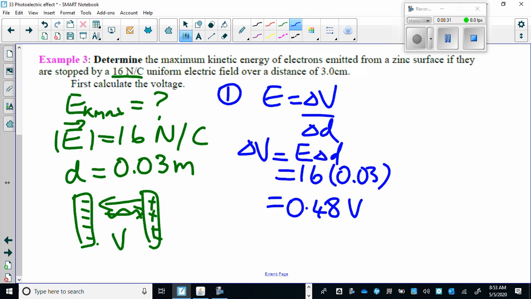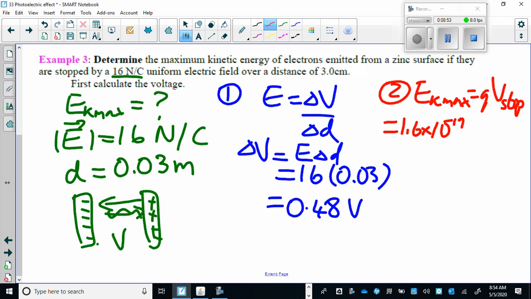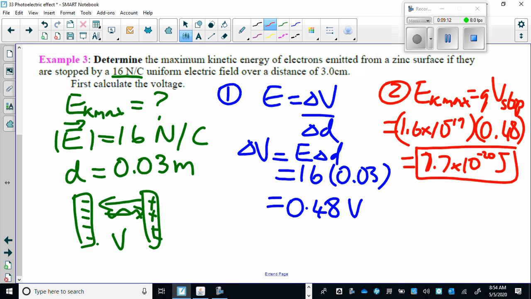And then in step 2, we can go to the formula we just worked on. It just becomes the charge of the electron times the stopping voltage, and that is going to yield an answer of 7.7 times 10 to the negative 20 joules. And note, we're always dealing with energies that are extremely small, because we're talking about the energy of a single electron. So you should be getting very small energies in these answers.